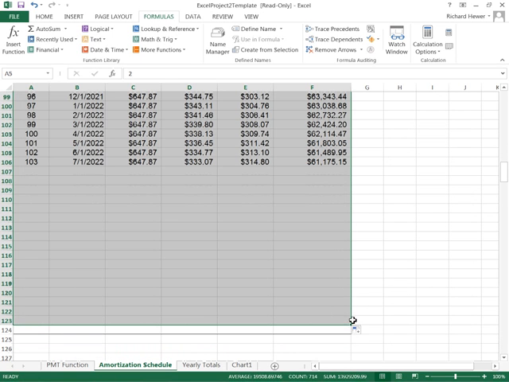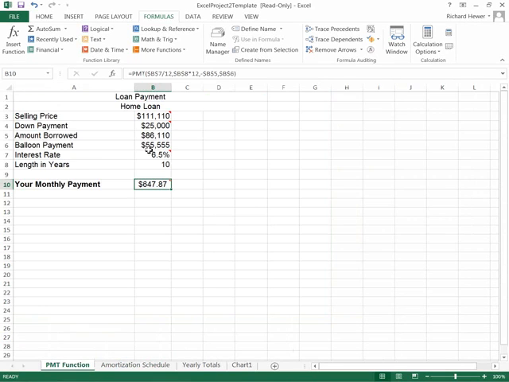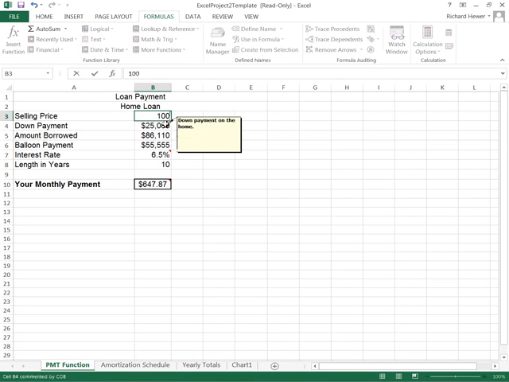And what I should now see at the bottom here, it says $55,555. If I did this correctly, that is the same as my balloon payment, $55,555. If I change this amount now to $100,000, it should change my payment. It should change my balloon. It should change the amount borrowed. Let's see if it does. 50,000 is the balloon now.